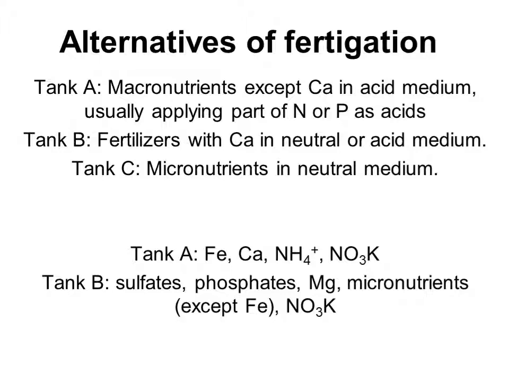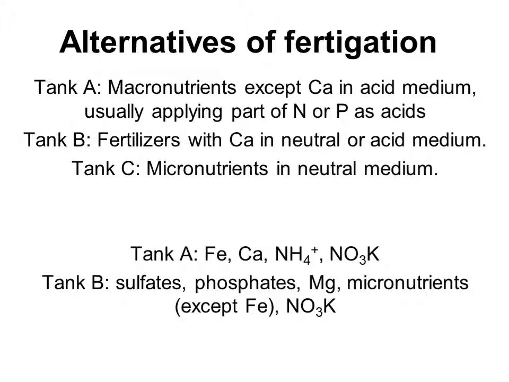For instance, you can have micronutrients on a separate tank, like in that example: tank A, tank B fertilizers, and tank C micronutrients. But in some cases you can put the micronutrients on tank B along with sulfates, phosphates, and potassium nitrate. In general, potassium nitrate can go in either of the tanks.